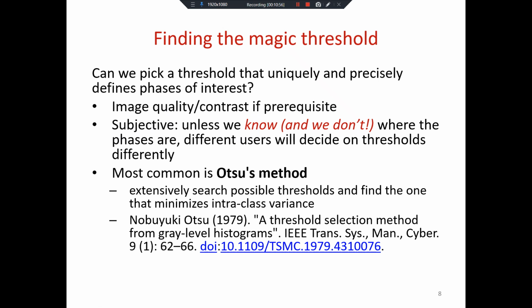Now, if you actually ask users, there's certain subjectivity to this. Unless you know, and you don't know, otherwise you wouldn't be analyzing the image, where all of the phases are, you don't know what threshold works the best. Right? So it's a bit of a catch-22 question, right? So you can evaluate methods in those cases where you know really well, but after that you have to trust the choice of threshold. So there's certain uncertainty with whatever threshold chosen.